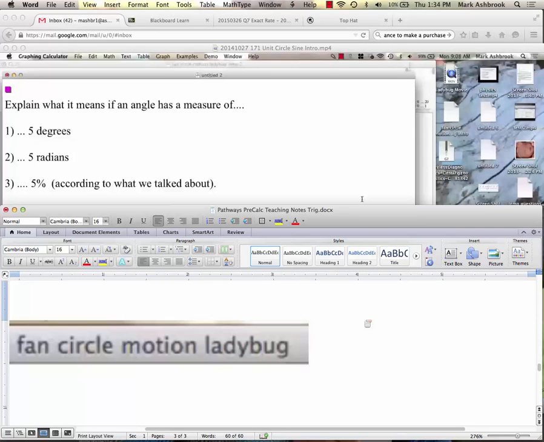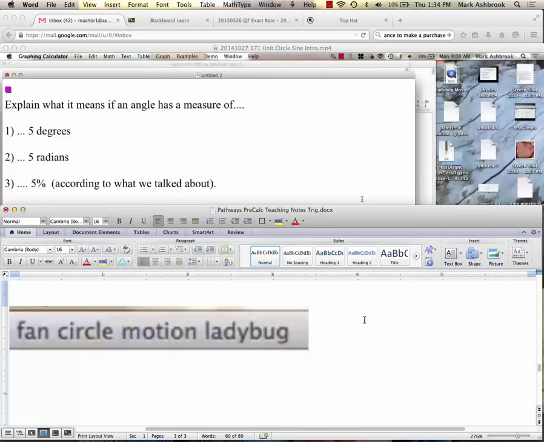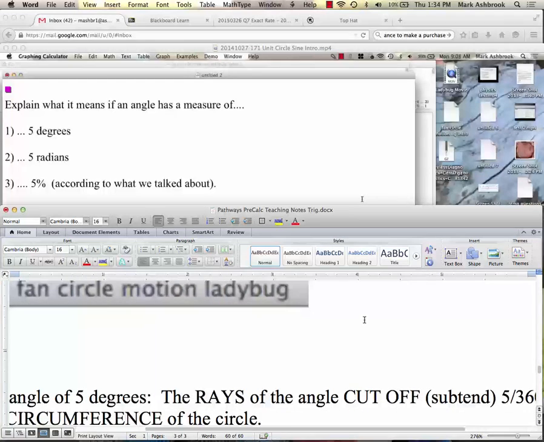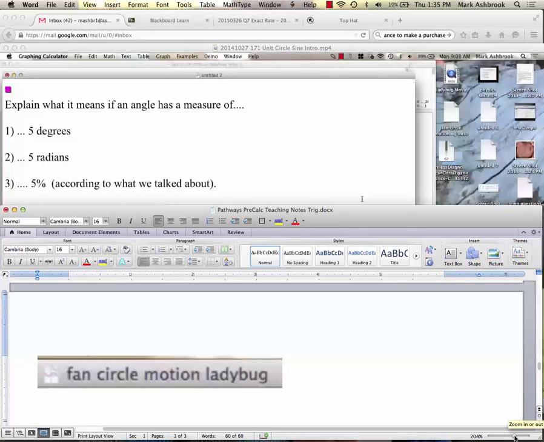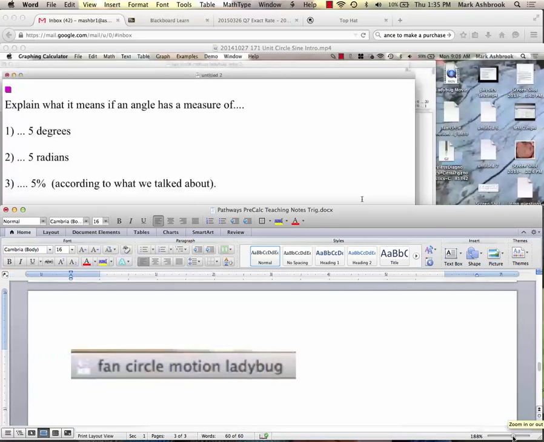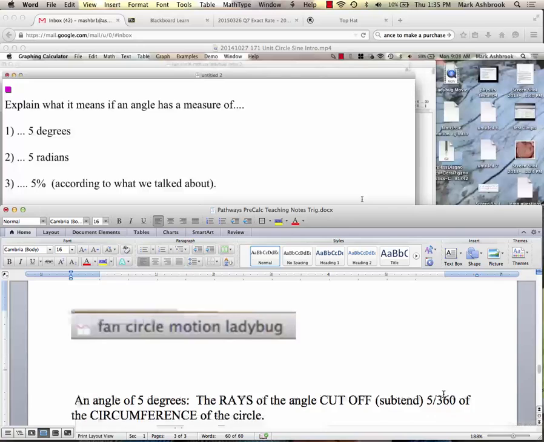Here we go, 5 degrees. There are 4 parts to the answer. The first part is you have to mention something about the rays of the angle. That's the first point. Second point is that those rays cut off.